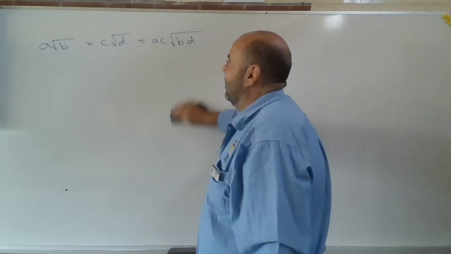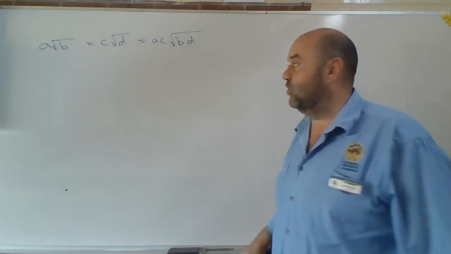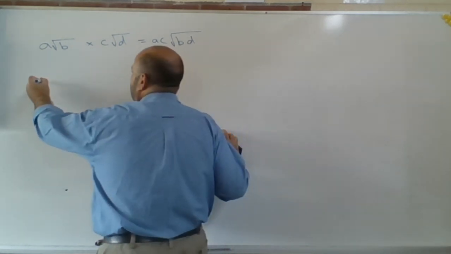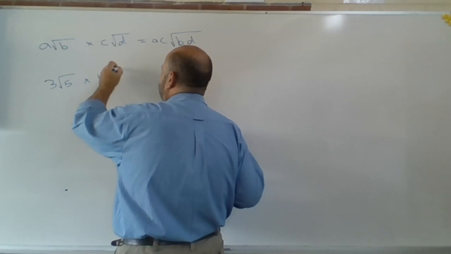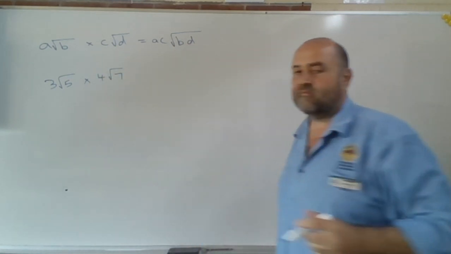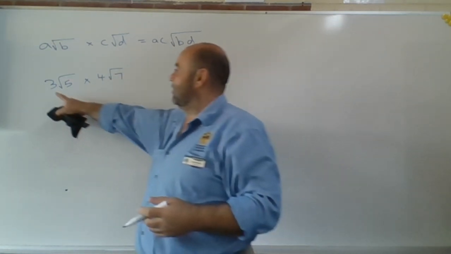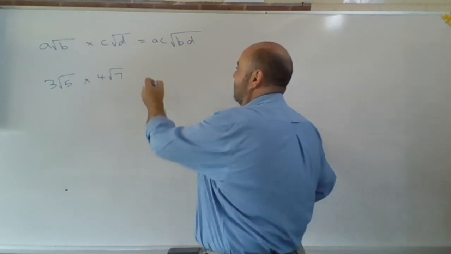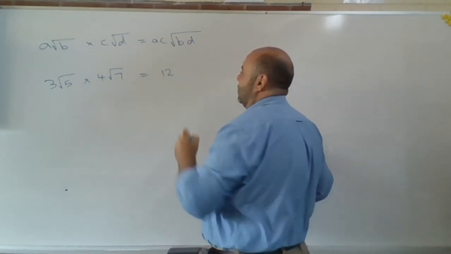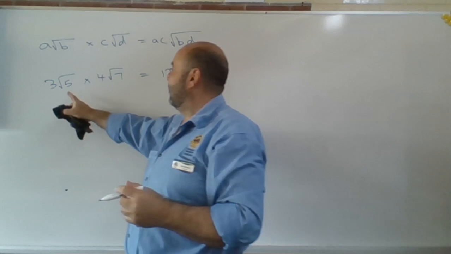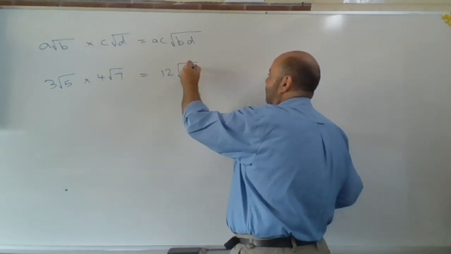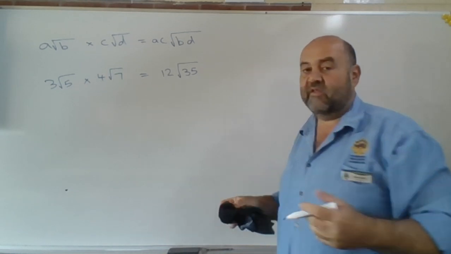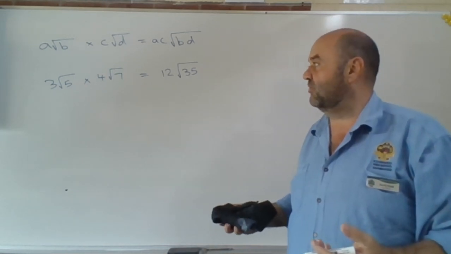If we look at an example to make it a bit more straightforward, if I've got 3 times the square root of 5 times 4 times the square root of 7, then I'm just multiplying the 3 and the 4, which gives me 12, and I'm multiplying the 5 and the 7, which gives me 35. And that's it, those two surds multiplied.